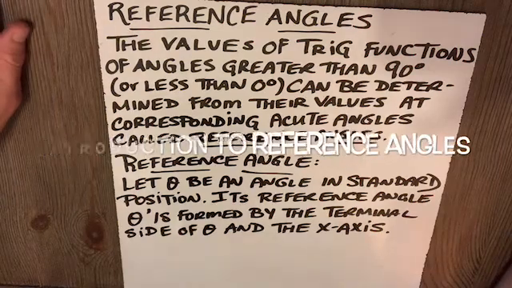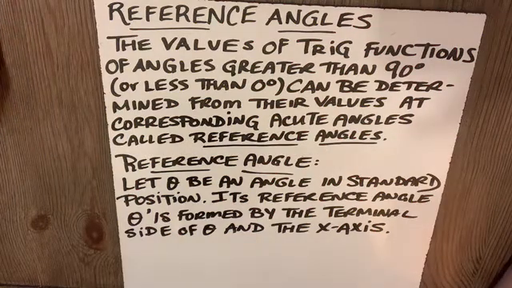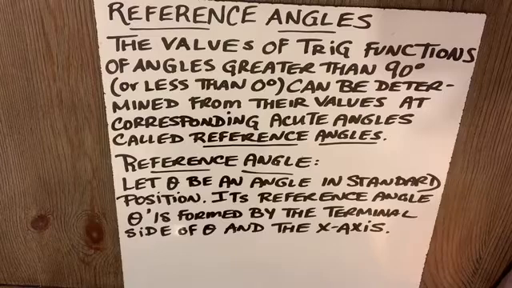Reference angles. The values of trig functions of angles greater than 90 degrees or less than 0 degrees. So we're talking about angles that are not in the first quadrant. They can be determined from their values at corresponding acute angles, and these corresponding acute angles are called reference angles. So let's define this reference angle concept that we've been working with for a while.